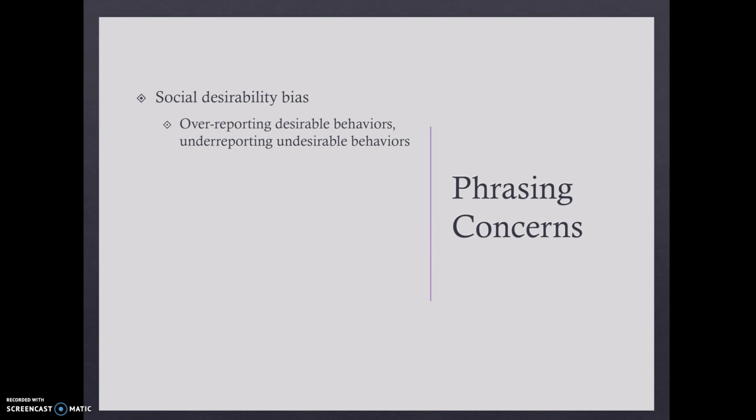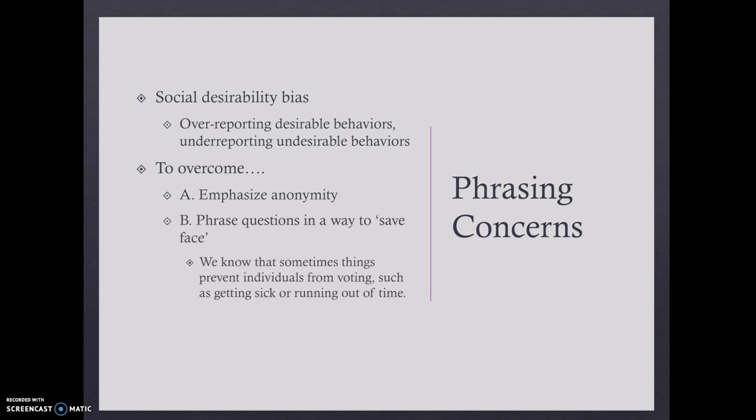So just be aware of the social desirability bias, and you can always overcome social desirability bias by emphasizing anonymity, just saying your answer will be anonymous, and also phrase the question in a way that is face-saving. You start with a statement saying, we know that sometimes things prevent individuals from voting, such as getting sick or running out of time. So did you vote? You kind of get them into the situation like, see, we know people can't vote all the time, and we have excuses figured out for you. So just tell us the truth. People are more likely to give you the honest answer.